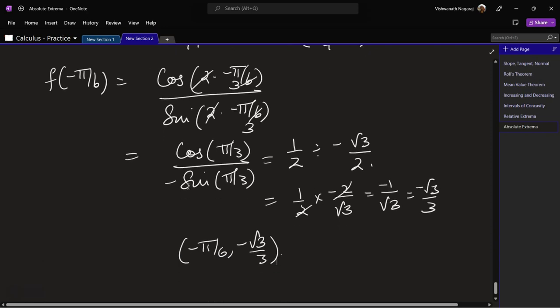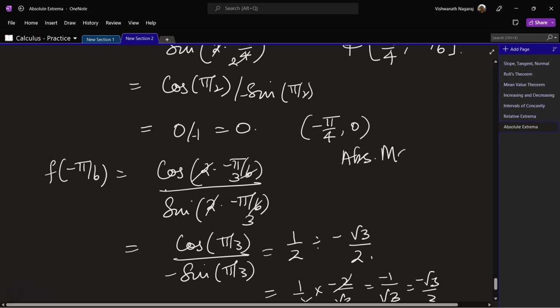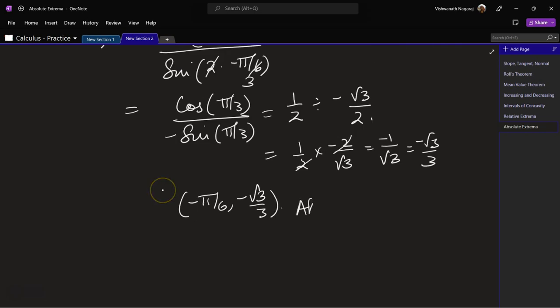So is 0 greater or minus root 3 by 3 greater? This is greater. So therefore this is the absolute maxima and this is the absolute minima.